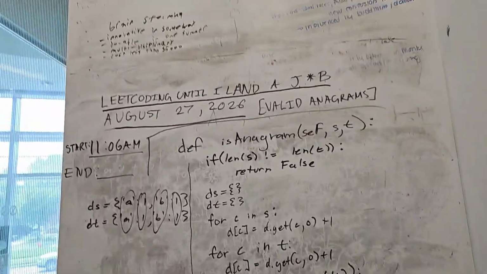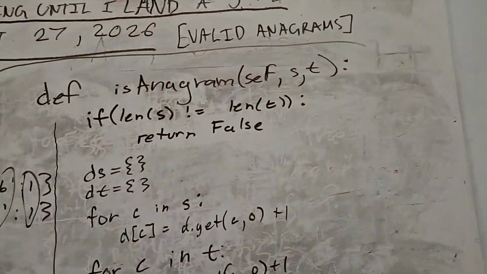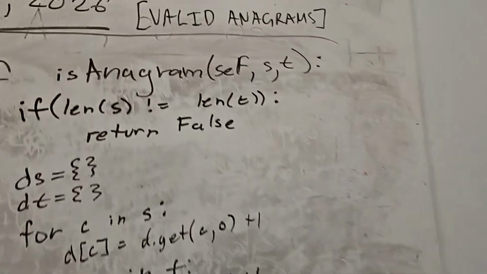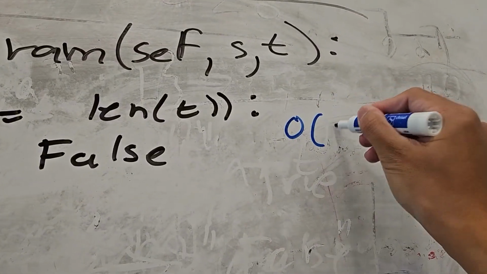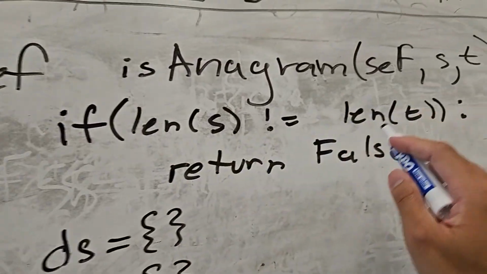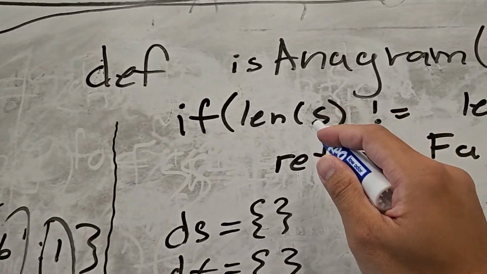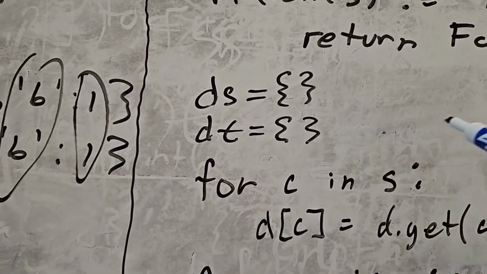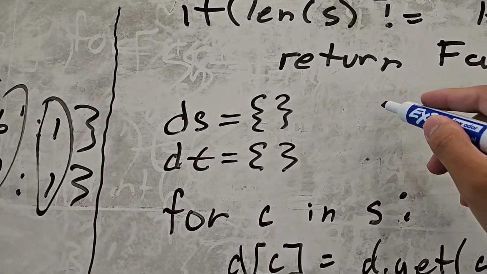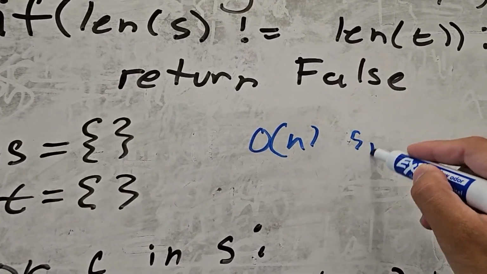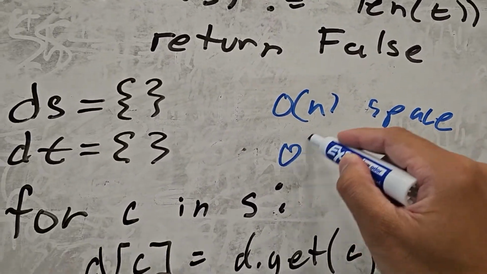This is our second LeetCode problem of the day. Valid Anagram. So let's do a final recap. I think time complexity is O of 1, I believe, I'm guessing, because all we're doing is checking the length and not iterating through the whole string. Instantiating this stuff is probably like O of n space. And then this is O of n space, I think.